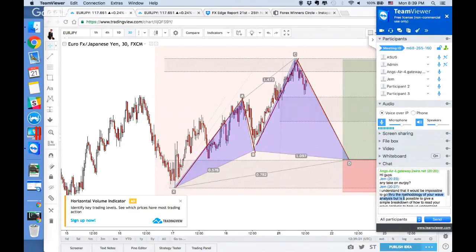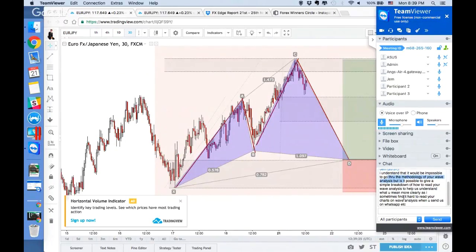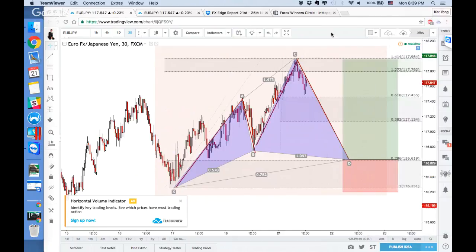Give a simple breakdown of how to read your analysis. Okay, so we have a question, asking: is it possible to give a simple breakdown of how to read your analysis, to help understand? Okay. Yes. So hopefully, the sharing that I just went through with you, basically using the analysis, is over here.